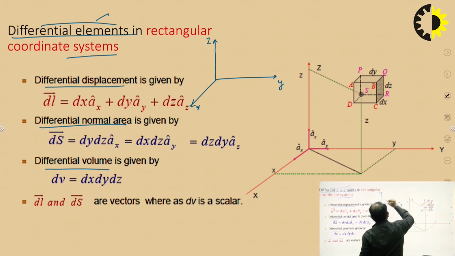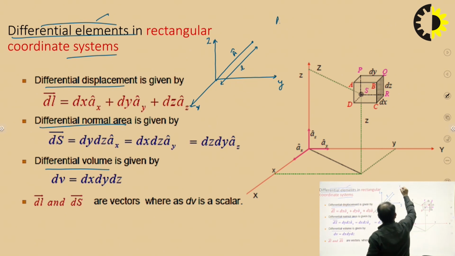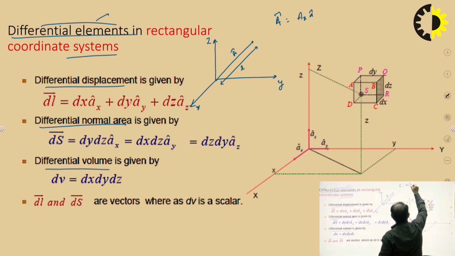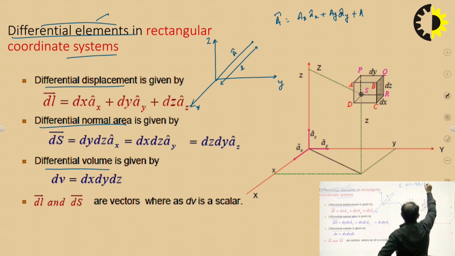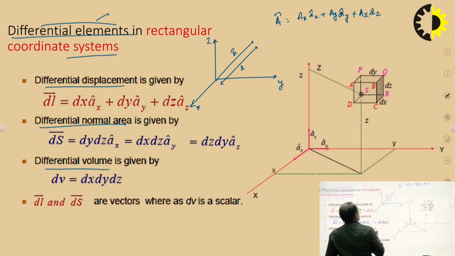If I say this is vector A, and this is L, and this vector A is equal to Ax a cap x plus Ay a cap y plus Az a cap z. Clear? So if I talk about the differential length, that is dL, which is measured by this dL.